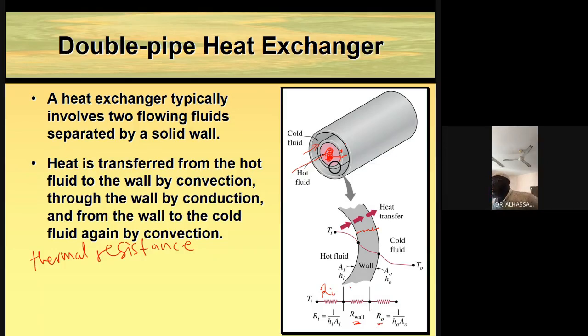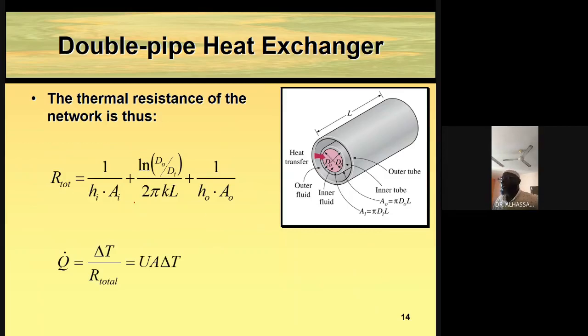Now the total thermal resistance for this diagram is given by R total equals Ri plus R wall plus Ro. Ri is the thermal resistance for the convection, this is the R wall, and Ro is the thermal resistance for the cold fluid surrounding the outer surface of the cylinder. And be careful, we are only interested in the cylinder which is inside this cylinder.